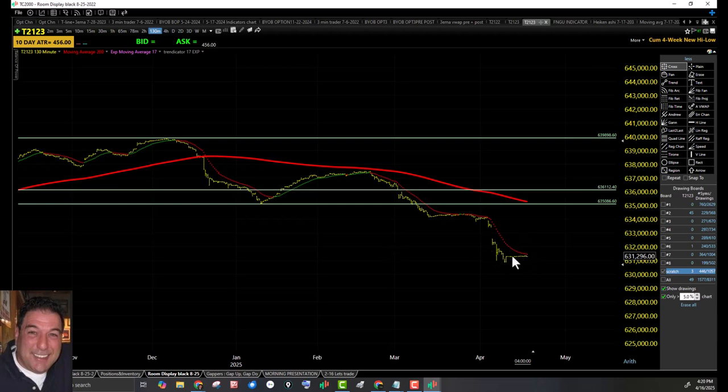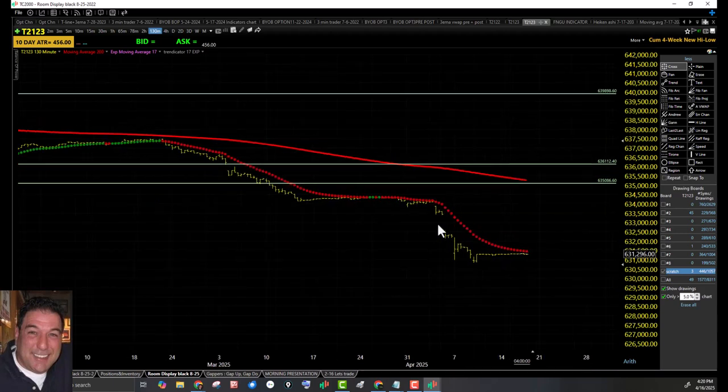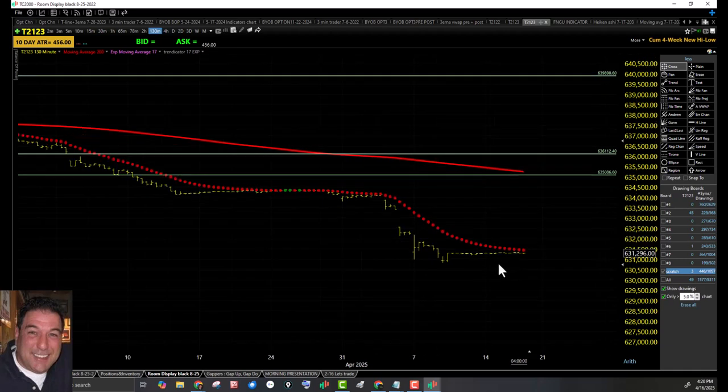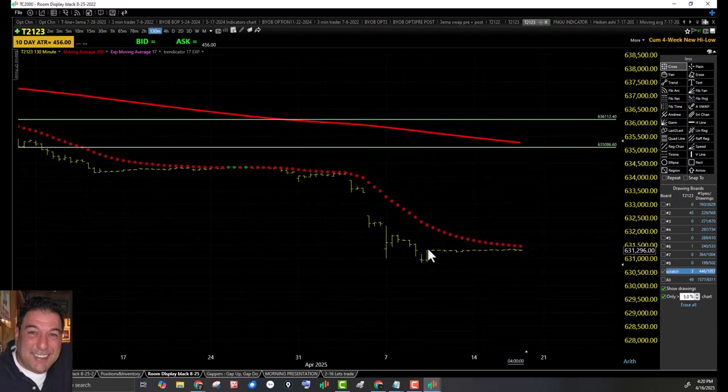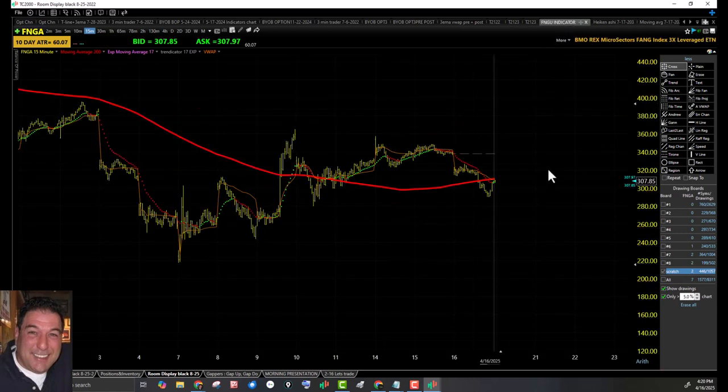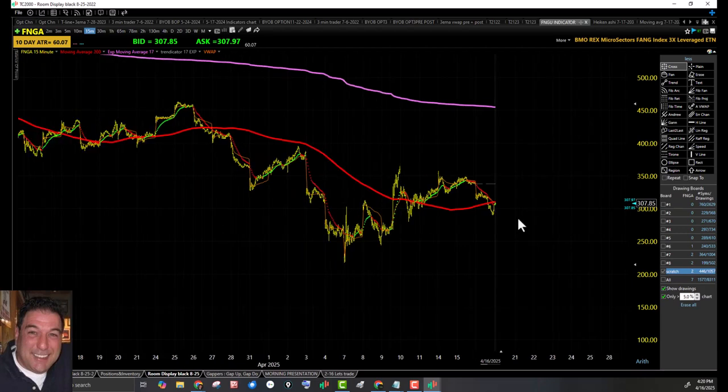The outlook is bearish, all right? Still not filling any bearish gaps, still not making any higher highs, okay? See the flat line? The sucker's dead. All right, let's take a look at FNGA.